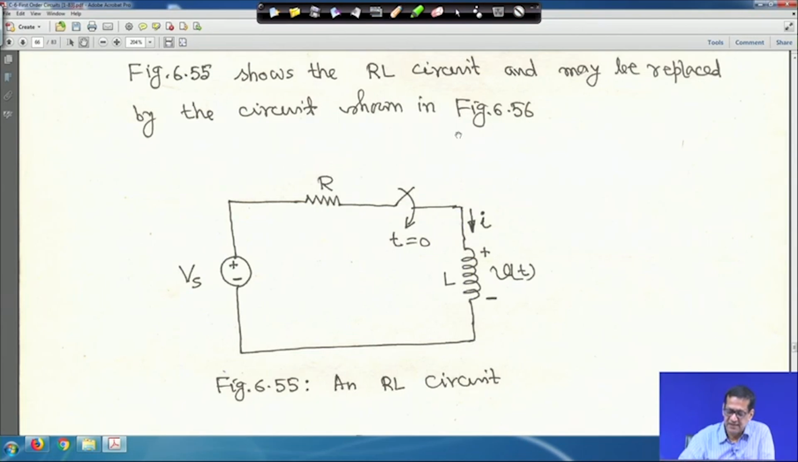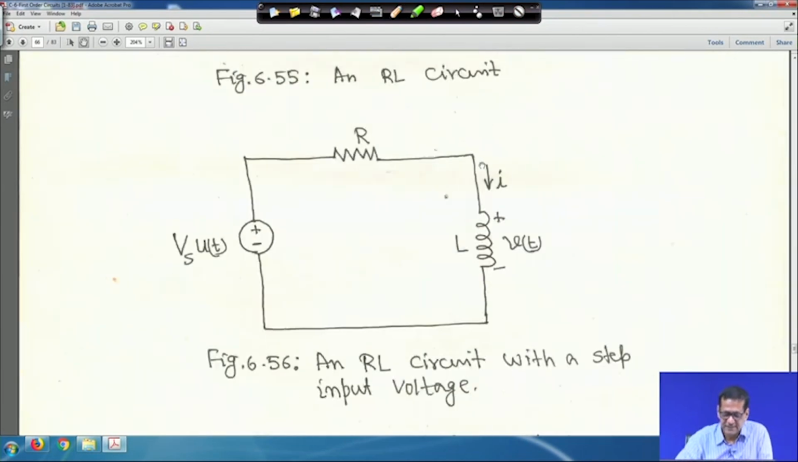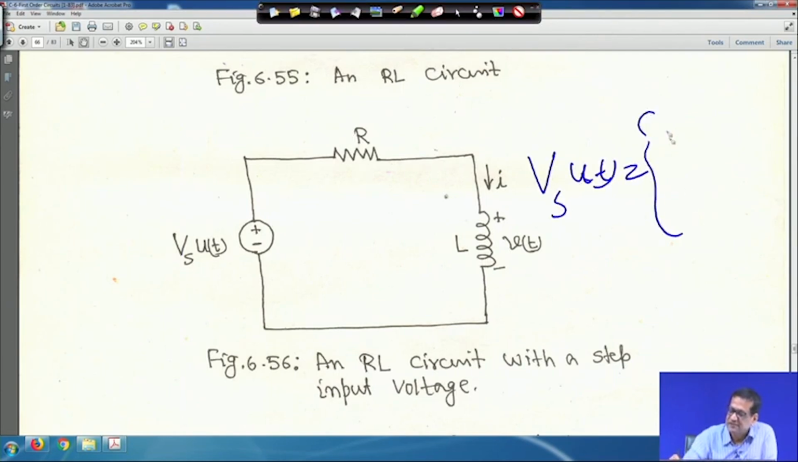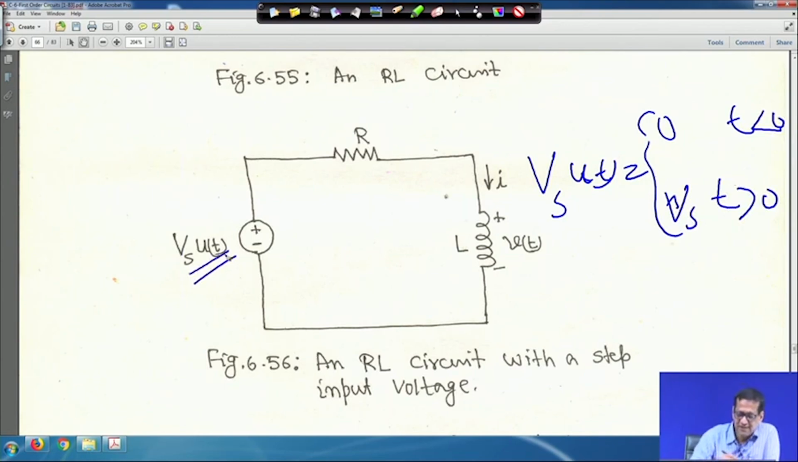So, this circuit can be redrawn like this: a step input Vs u(t) and R, and this is L, same as before. Vs u(t) is equal to 0 for t less than 0 and equal to Vs for t greater than 0. That is why this is written as Vs u(t). So, let me clear it.